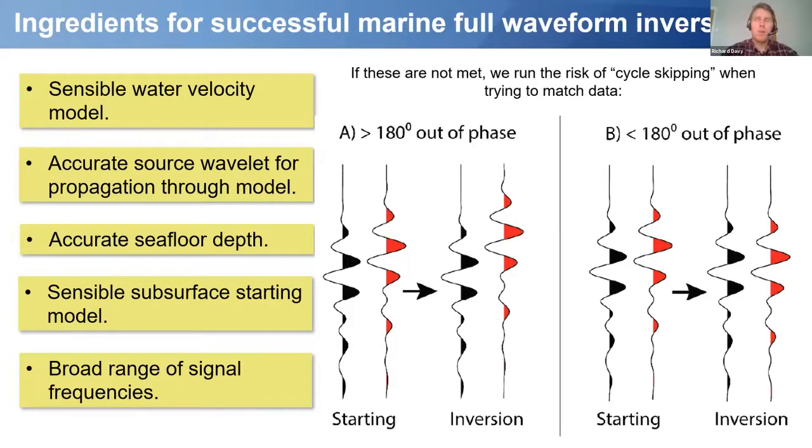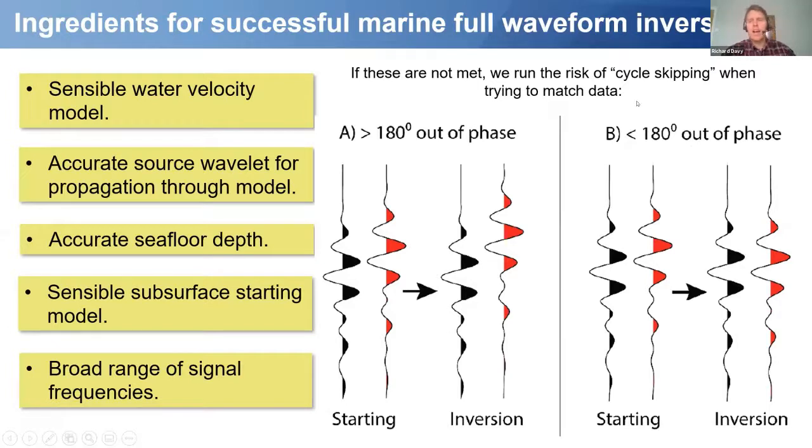As we're trying to match the waveform, we need a very accurate source wavelet for propagation through the model, and then for matching through the inversion scheme. Just like the water velocity, we need a very accurate seafloor depth. So typically you'd use bathymetry data within travel time tomography, but for this we want one which is actually consistent with our water velocity models. So we do something to get that out. And then we want a sensible subsurface starting model, so essentially a rock starting model. And a lot of the time we'll use travel time tomography as the starting point for our full waveform inversion.